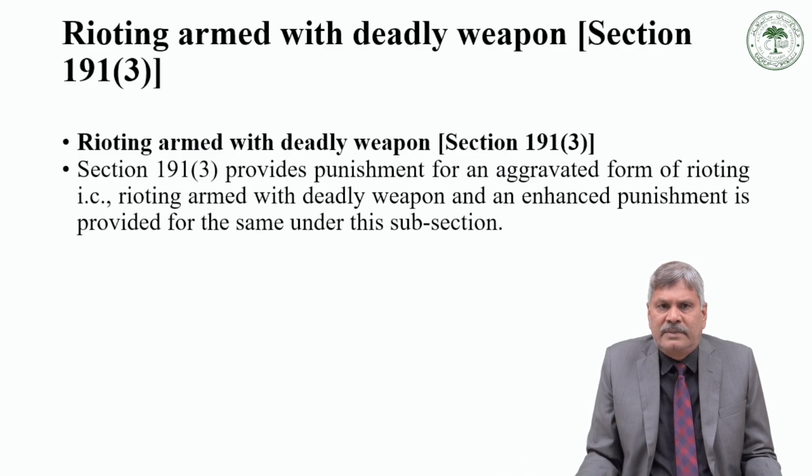Merely because the number of persons charge-sheeted and tried was 3, and 2 of them were acquitted, as against the dying declaration which stated the presence of 7 or 8 persons, will not be a ground to not convict the accused under Section 148 IPC, that is Section 191 subsection 3 of the Bharatiya Nyaya Samhita.